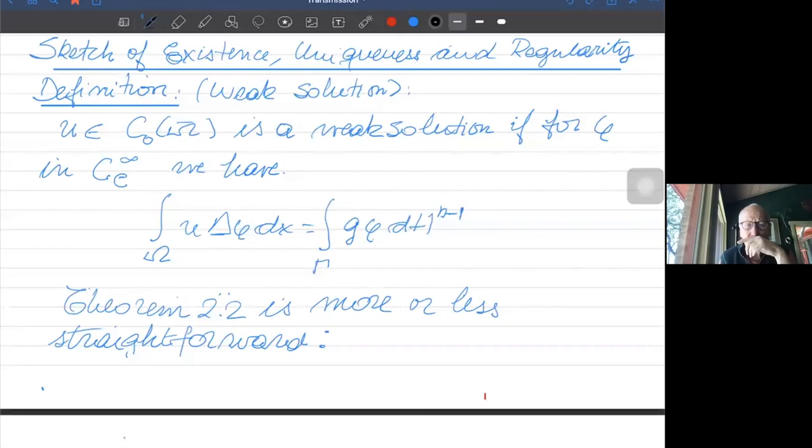So basically in other words, this is a weak way of saying U is harmonic away from the boundary and gamma, and on gamma the Laplacian of U that I have integrated on the other side is equal to this function, this function gamma, okay? So basically this is the first weak solution of the problem.